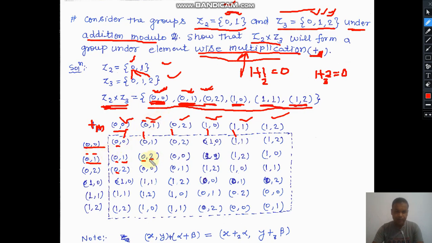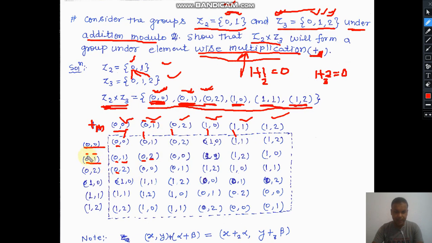Please note, the second element of this ordered pair belongs to Z3. So here the addition under modulo 3 will be worked, while the first element belongs to Z2, and here the addition under modulo 2 is being performed. So please note it carefully.